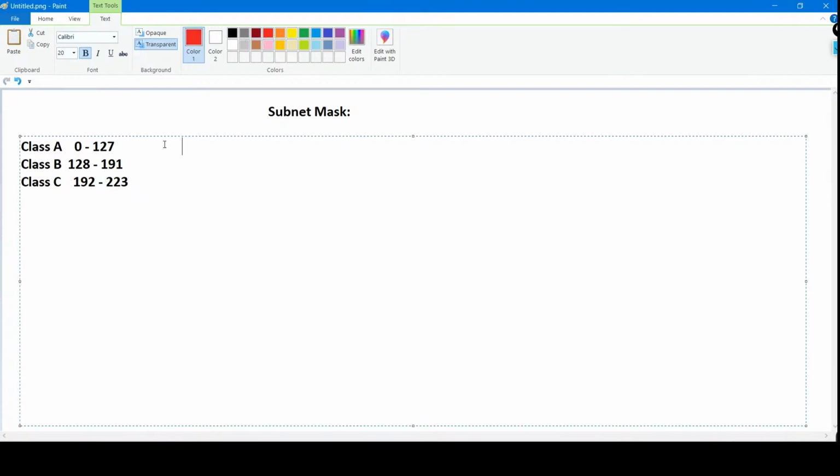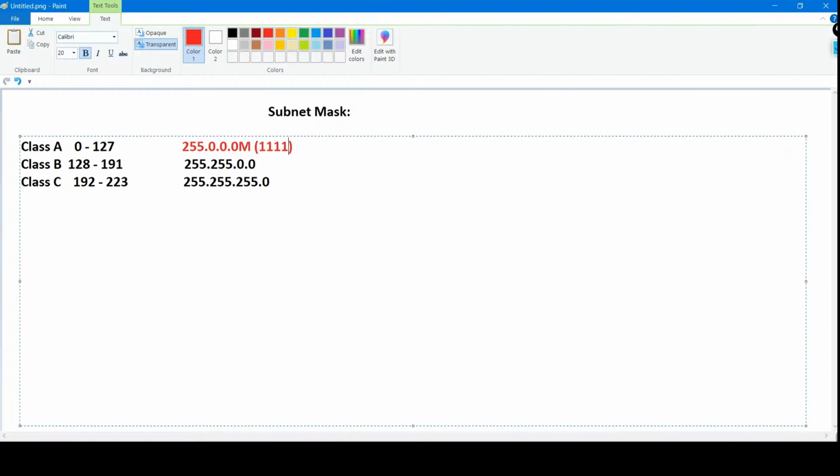/8. Right. That means 255.0.0.0. For class B, 255.255.0.0. And for class C, 255.255.255.0. That means for class A, how many network bits are there? 8 bits. Right? In binary, how will you write this subnet mask?